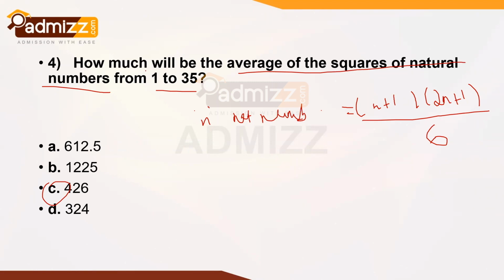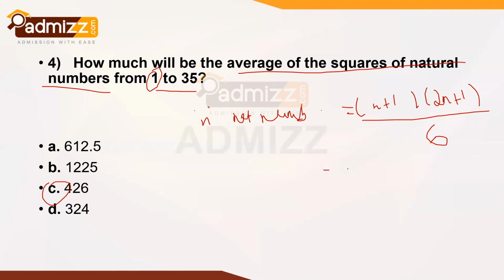If you were given the average of squares of natural numbers from, let's say, 5 to 35, then this formula would not have worked, because it works only when the first number is 1, and only when you're dealing with natural numbers. So keep that in mind as well.